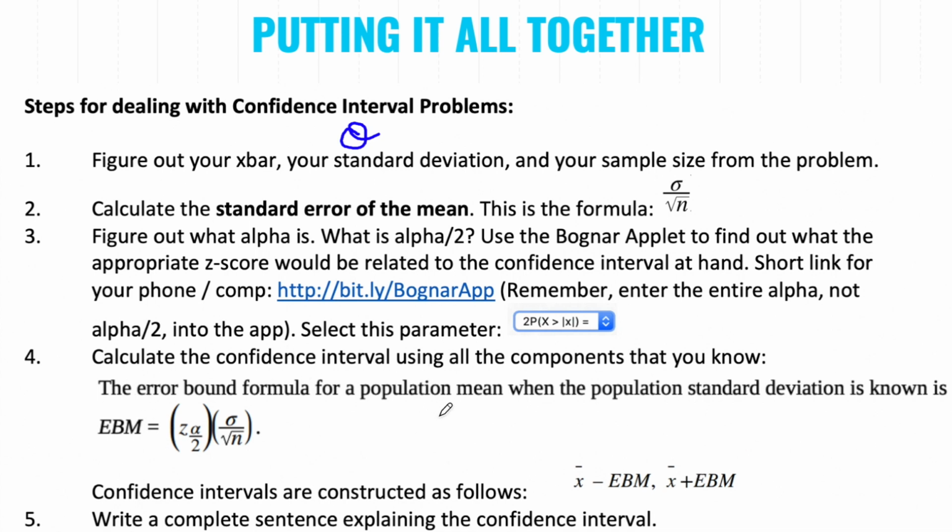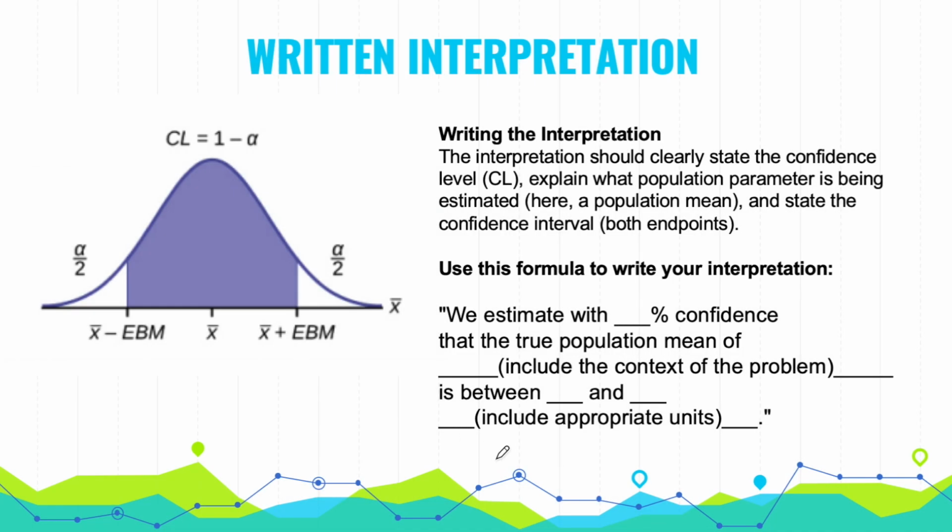And then you're going to write a complete sentence explaining the confidence interval. So here's your written interpretation, right? The interpretation should clearly state the confidence level, explain what a population parameter is and what's being estimated. So here a population mean. Then you're going to state the confidence interval and state both endpoints. Here's the formula to use. So we estimate with blank % confidence that the true population mean of, include the context of the problem, is between blank, and then include the appropriate units.